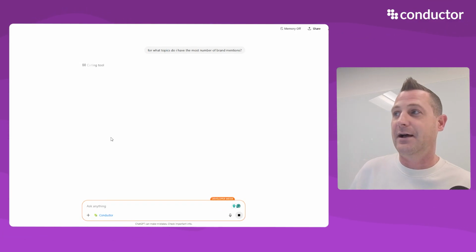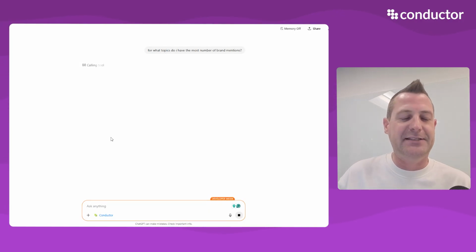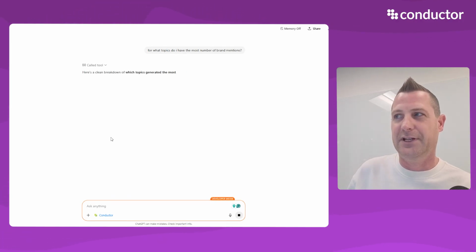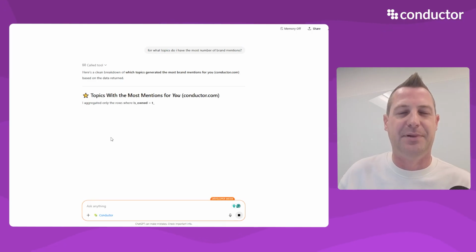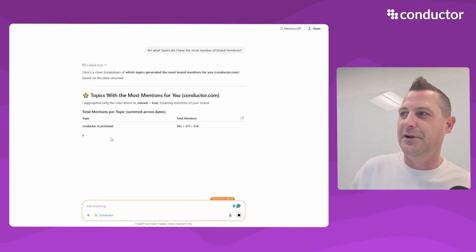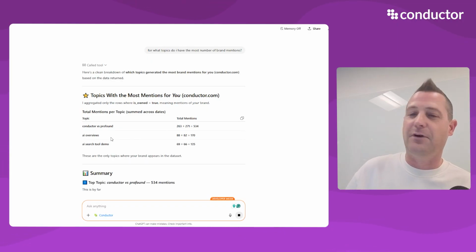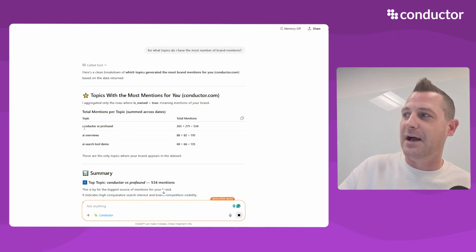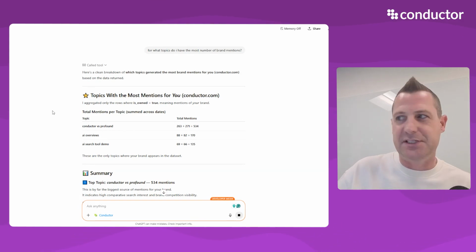and it is going to come back with the data that I have asked for, which is really, really cool because that's going to be the way that a lot of us find data in the future. Maybe the UI isn't the most important thing. It really is about the data that's the underpinnings and what's behind. And here, what you're going to see is a very clear-cut answer from the Conductor account about what topics generate the most brand mentions for us in our AISP data.